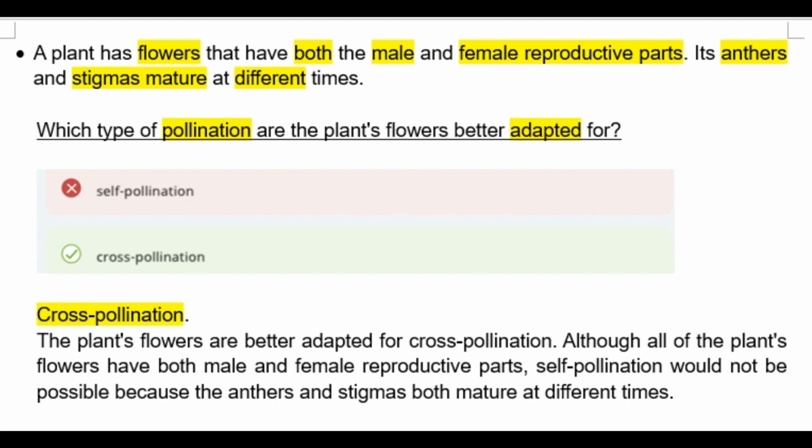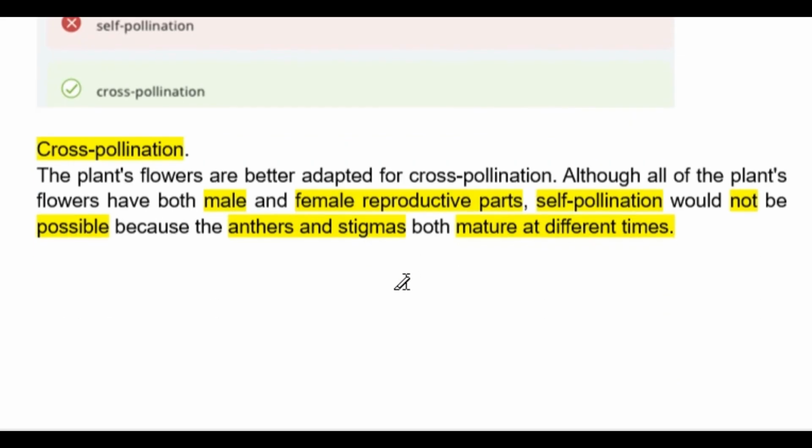Cross-pollination. The plant's flowers are better adapted for cross-pollination. Although all of the plant's flowers have both male and female reproductive parts, self-pollination would not be possible because the anthers and stigmas both mature at different times.